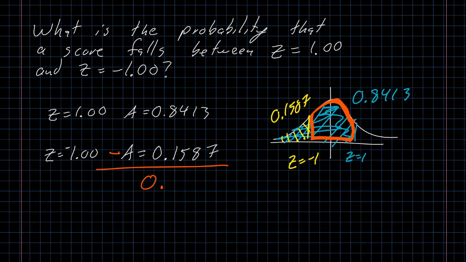I get 0.6826, 68.26%. So there's my answer. There is a 68.26% probability that a score falls between those 2 points on the z distribution.